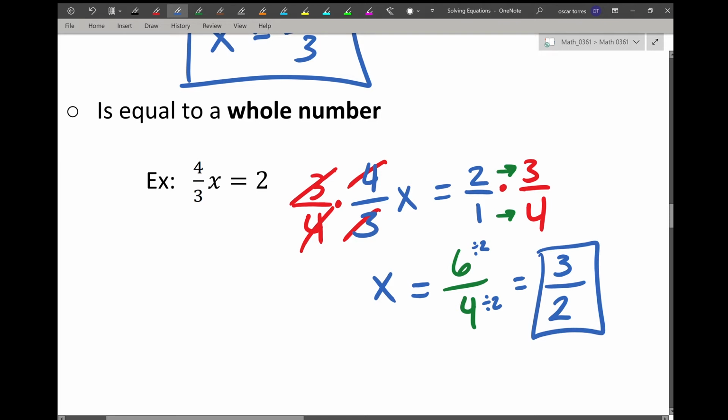But the key thing for this problem is if you have a whole number and you're multiplying both sides by a fraction, turn this whole number into a fraction by placing it over a 1 and go from there.